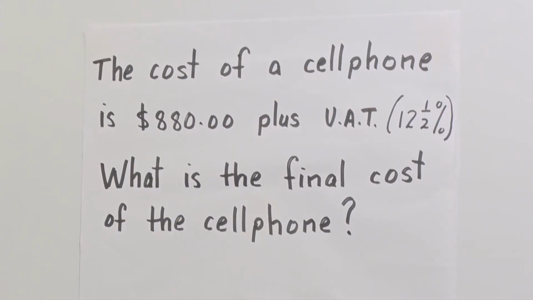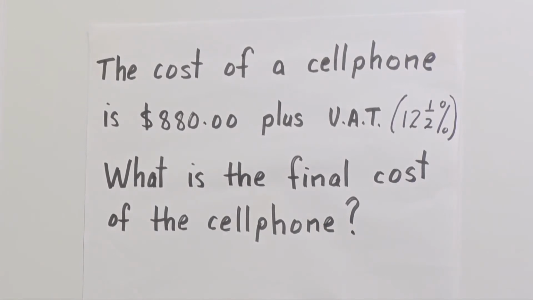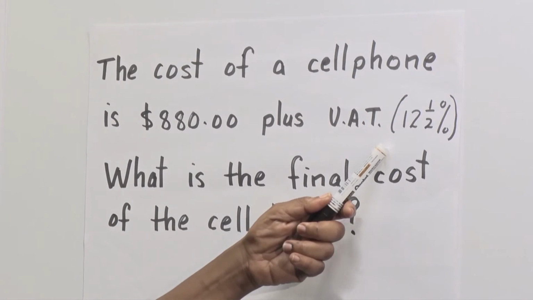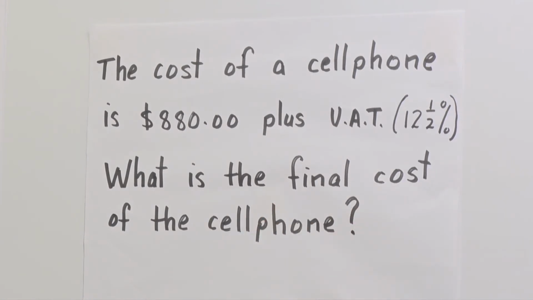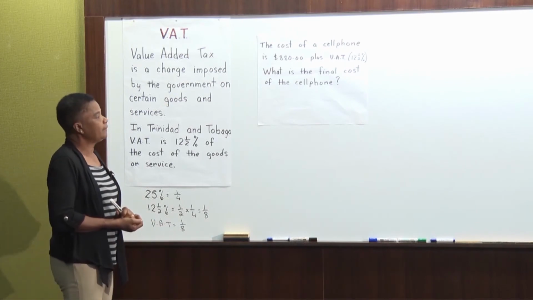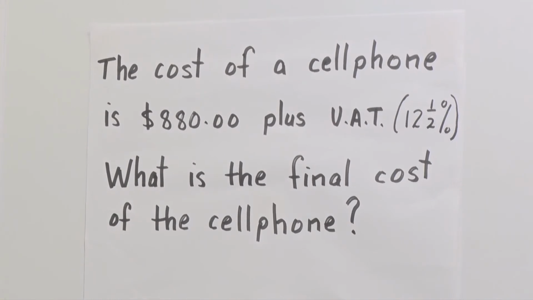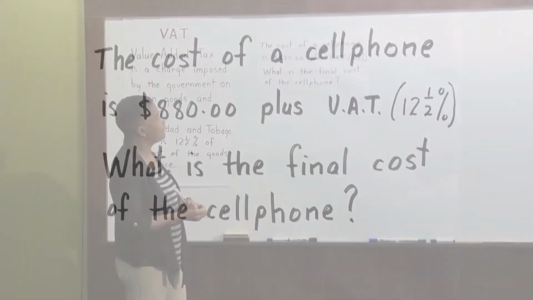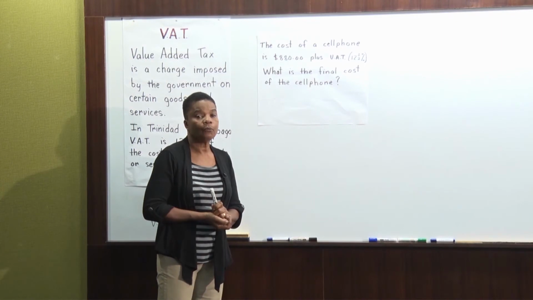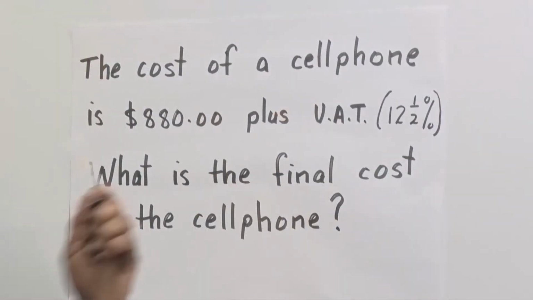Let's move on. Again, read along with me at home. The cost of a cell phone is $880 plus VAT. Remember, VAT is 12.5%, and I'm going to remind you again that 12.5% is 1/8. What is the final cost of the cell phone? So what is this asking us? Are we to find the VAT alone? No. We are to find the cost of the cell phone after we have added the VAT.